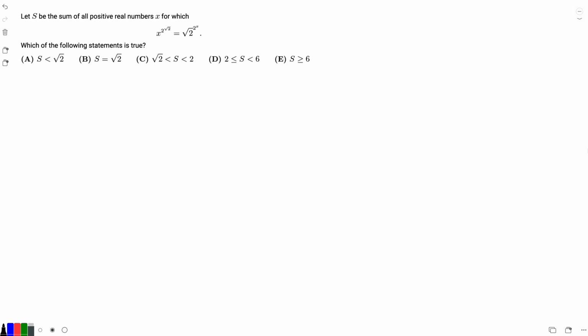Here's a view of this problem. Let S be the sum of positive real numbers x for which x raised to the power of 2 raised to the power of root 2 is equal to root 2 raised to the power of 2 raised to the power of x. Which of the following statements is true?